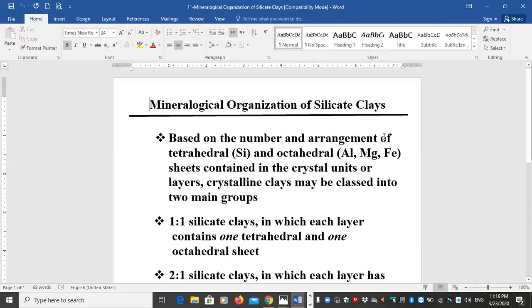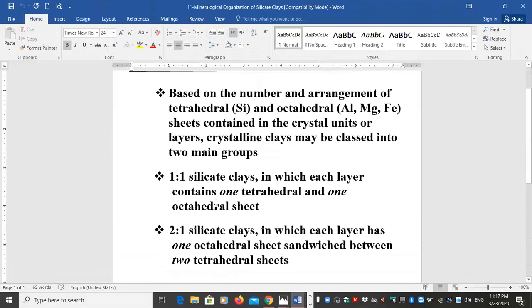Based on the number and arrangement of tetrahedral silicon, and octahedral aluminum, magnesium, iron sheets contained in the crystal units, or layers. So the crystal unit or layer, from now on, they mean the same thing. Crystalline clays may be classed into two main groups. The one-to-one silicate clays, in which each layer contains one tetrahedral and one octahedral sheet. So always the first number is for tetrahedral, the second number for the octahedral sheets. So one-to-one, one tetrahedral sheet, one octahedral sheet.